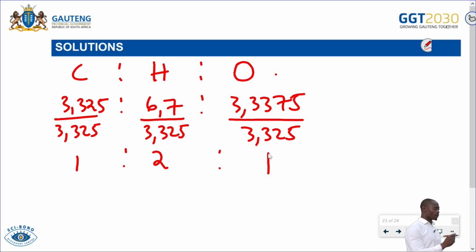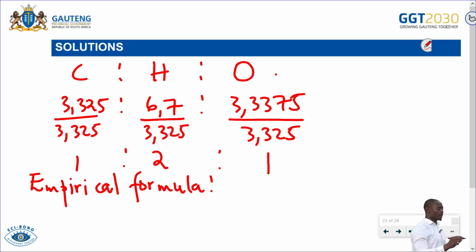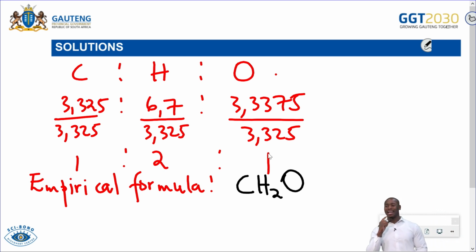So the ratio, then my empirical formula will be how many carbon atoms? 1. How many hydrogen atoms? 2. Oxygen atoms? 1. So this is the empirical formula of ethanoic acid. CH2O. Right. So this is the empirical formula.